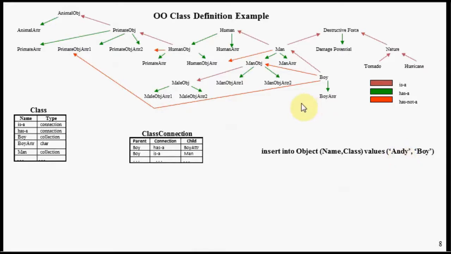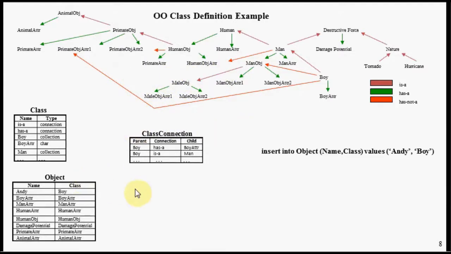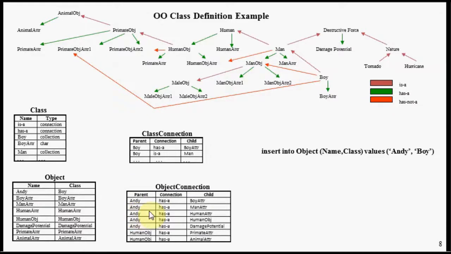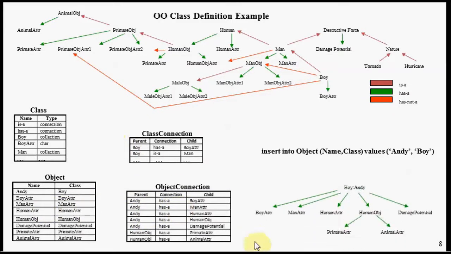And what is going to happen behind the scenes is TCSQL is going to figure out all of the particular properties that need to be inherited here, and it will populate appropriate object and object connection tables here. And these two tables will represent an object graph that looks like the following here.